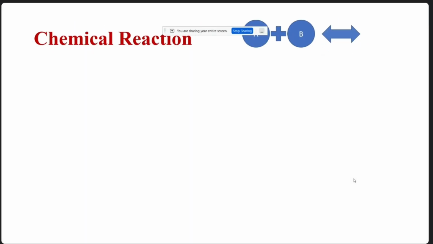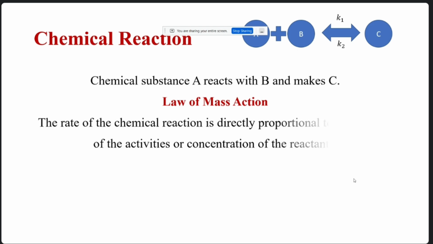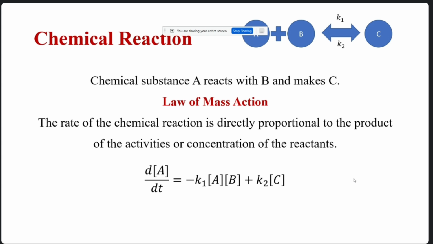Okay, so if a chemical reaction takes place, A plus B equals C, with some association and dissociation rate constants, what will happen? Physics is applicable; a physical law is required to convert this chemical reaction into a mathematical equation. So the law of mass action applies. What it states is that the rate of a chemical reaction is directly proportional to the product of the activities or concentrations of the reactants.